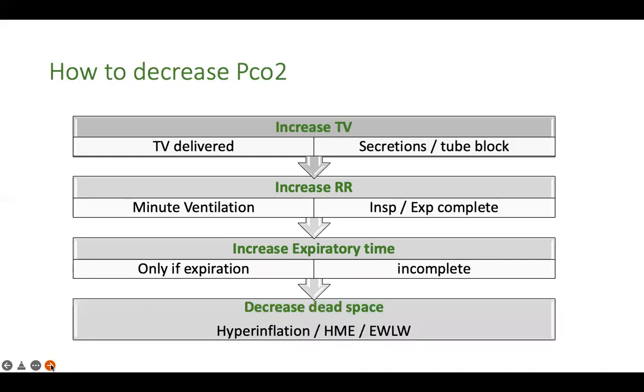And last but not the least, always look for dead space. If there is anything in between the patient and the ET tube, and the ventilator tubings, try to remove it. It may be an HME filter, it may be a nebulizer. You have to decrease the dead space. Always use an age appropriate HME filter. Remember, hyperinflation and extravascular lung water are both causes of PCO2 retention. So if that is present, that needs to be brought down.